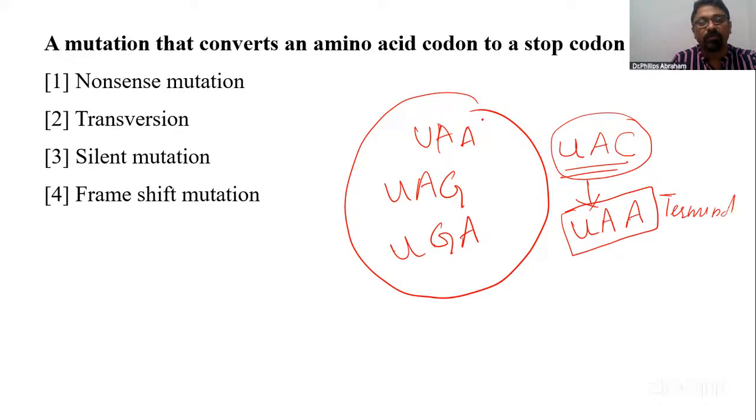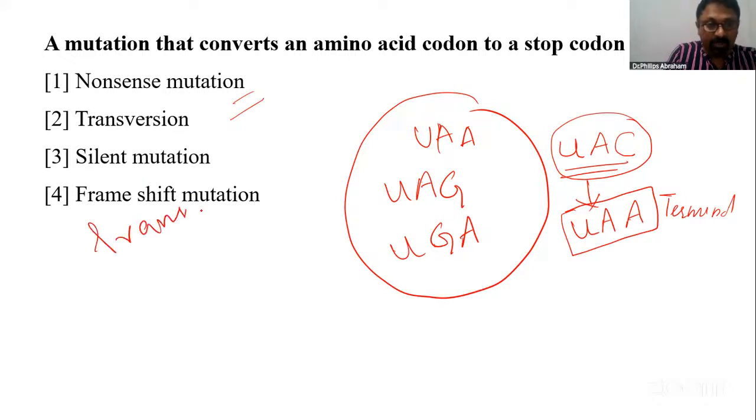So the word is nonsense mutation. When an amino acid codon is converted to a stop codon, that's called a nonsense mutation. We have different types of mutations. You know the words transition, transversion and all.